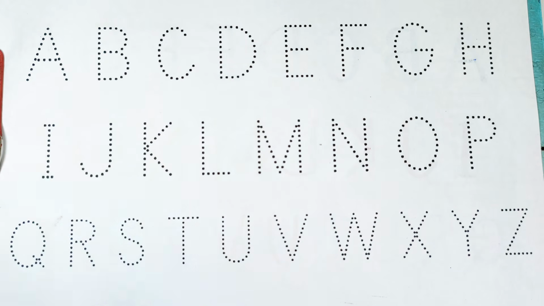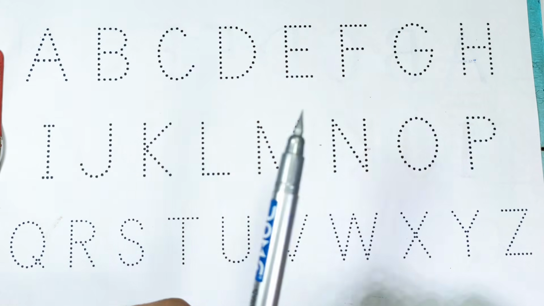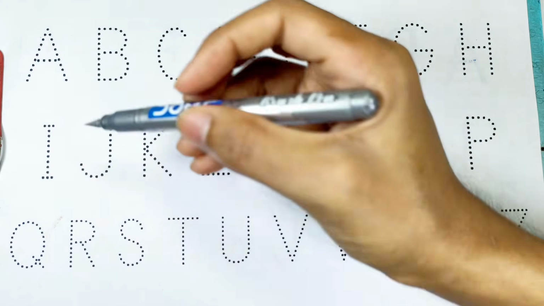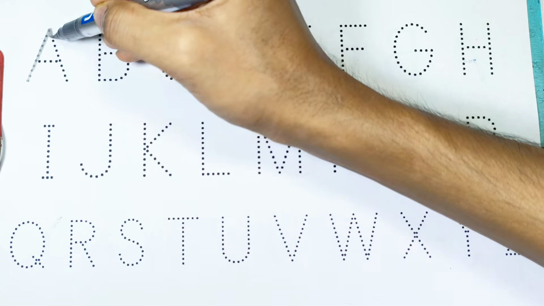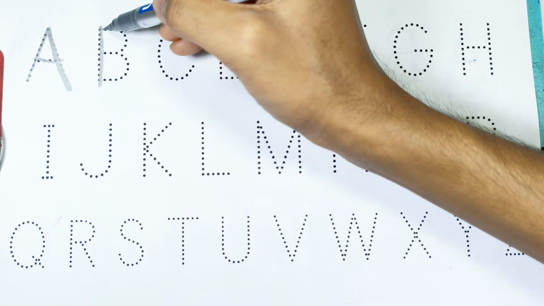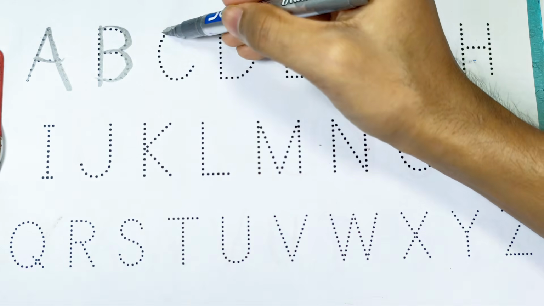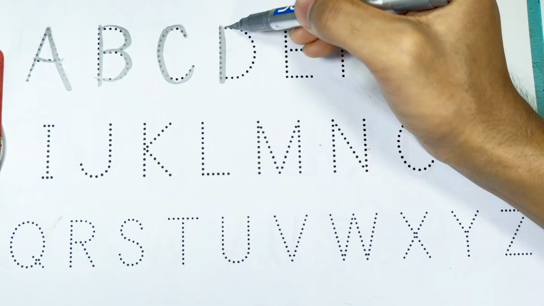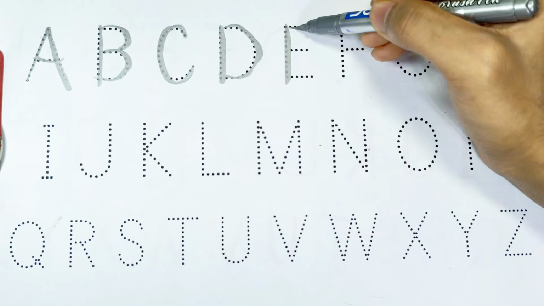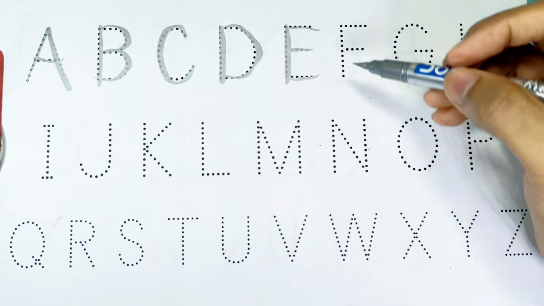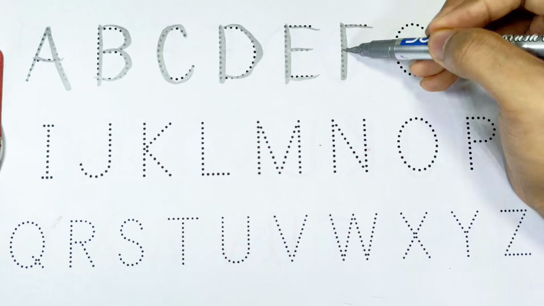Now we're writing alphabets. First we're using the color of silver and writing the alphabet of A. Stay with us. A for apple. The next one is B. B for ball. C. C for cow, C for cat. D. D for dog, D for doll. E for elephant. F for fish.